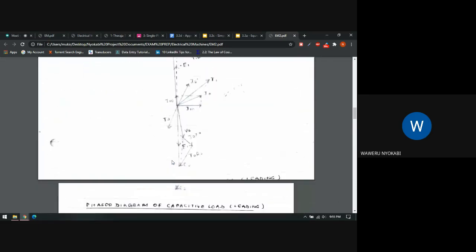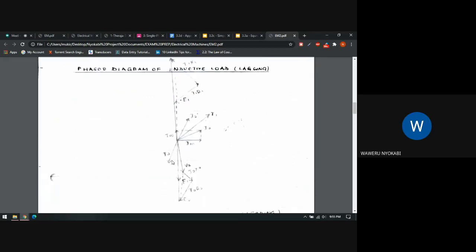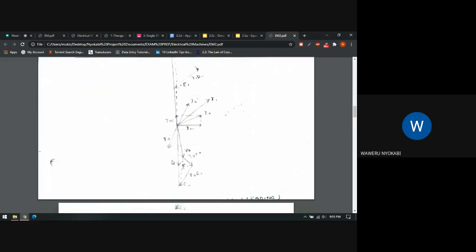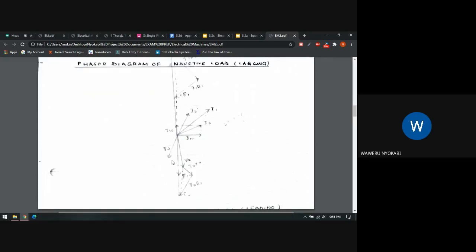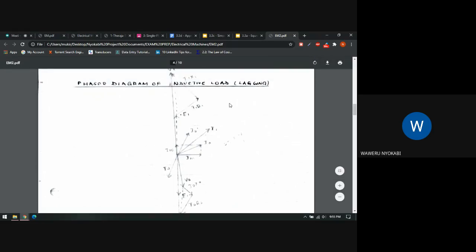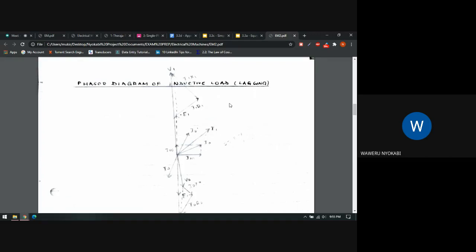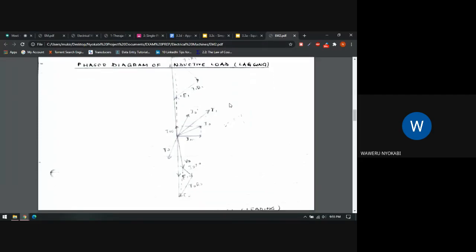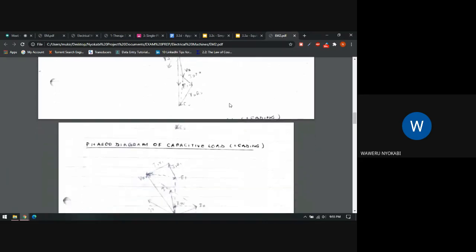So I think I'll just go through one phase diagram, just because I think it might be important. We're going to go through the phase diagram for an inductive load. Remember, this is a type 4 transformer where we are now considering reactances also. Let me go through lagging because I went through leading in the previous one.